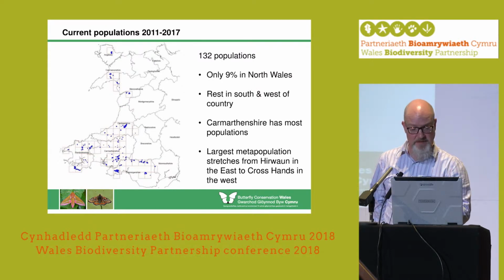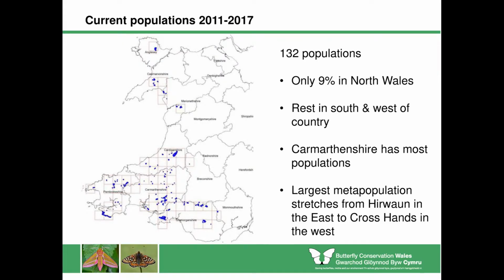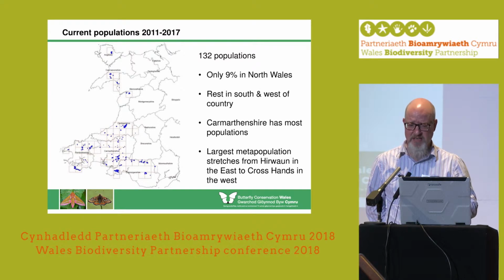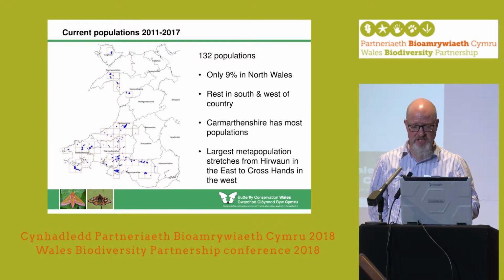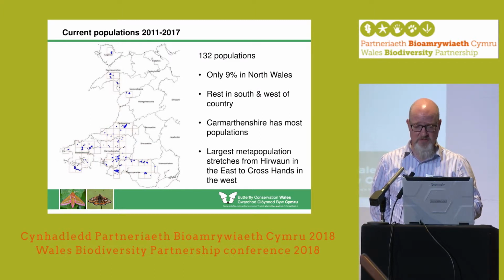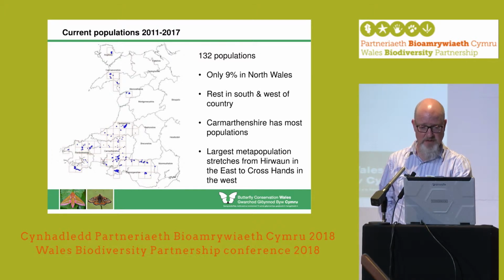Sorry about the map, it's not great, but hopefully you can pick out the blue blobs. So we've got 132 populations, of which only 9% are in North Wales. And North Wales is a real concern because many of those populations are very vulnerable, largely due to problems over habitat management. And the rest are in the south and west of the country, with Carmarthenshire having the most populations. And what we've also found is that there is a very large metapopulation that stretches all the way from Cross Hands in the east of Carmarthenshire, all the way along the Heads of the Valleys Road and further on as well.